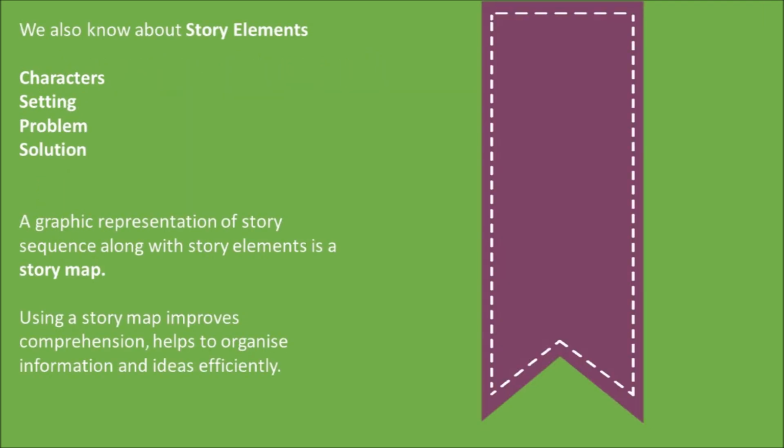We also know about story elements, which are characters, setting, problem, solution. A graphic representation of story sequence along with story elements is a story map. Using a story map improves comprehension and helps to organize information and ideas efficiently.